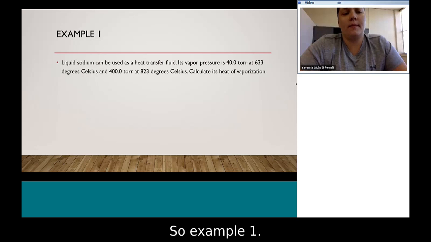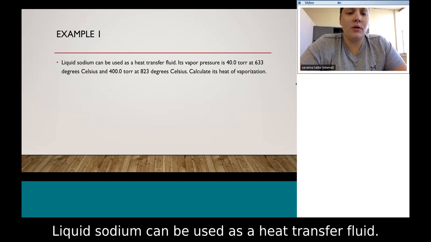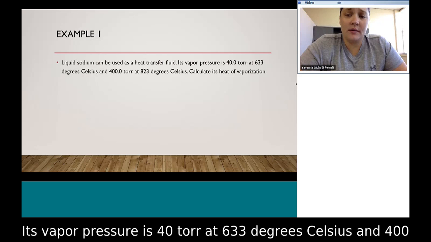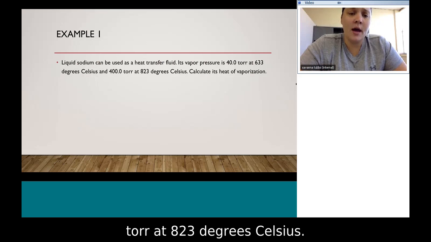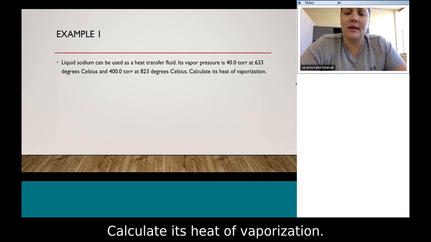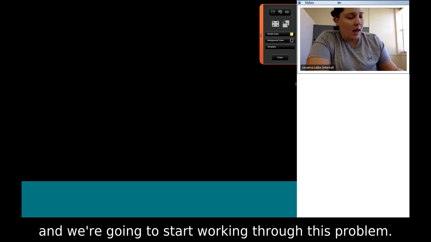So, Example 1. Liquid sodium can be used as a heat transfer fluid. Its vapor pressure is 40 torr at 633 degrees Celsius and 400 torr at 823 degrees Celsius. Calculate its heat of vaporization. So I'm going to move over to my boogie board, and we're going to start working through this problem.